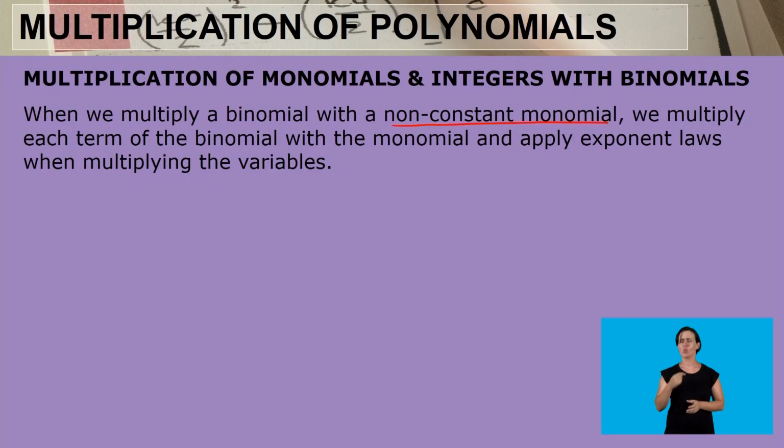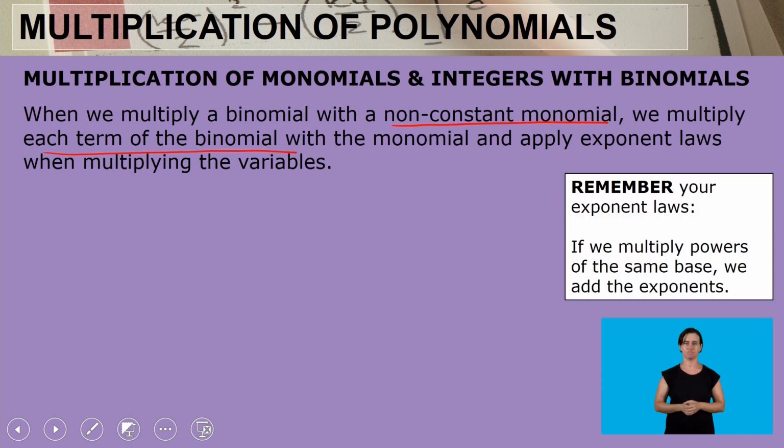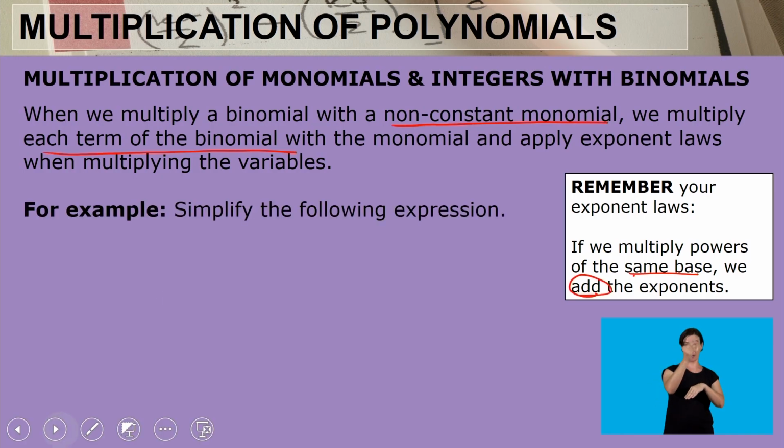So we were busy with multiplication of those monomials and integers with binomials. But now we are going to look at a non-constant binomial. So remember, we need to make sure that each term of the binomial multiplies with the monomial, and then we are going to apply the exponent laws when we are multiplying those variables. So remember, when we are working with powers of the same base, they have the same base, then we add those exponents.